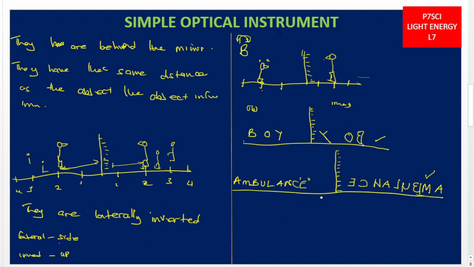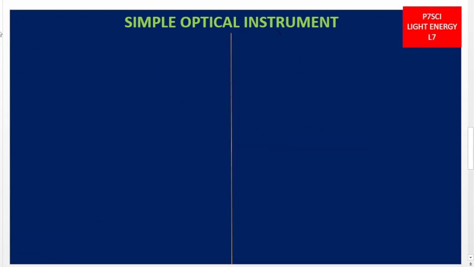So we will say that characteristic number 1 was that the images are upright, they are not upside down. The images have the same size as the object. Then the image distance is equal to the object distance in front of the mirror. Then the images are virtual, and the images are found behind the mirror. Then lastly, we've said the images are laterally inverted, as you've seen over there.